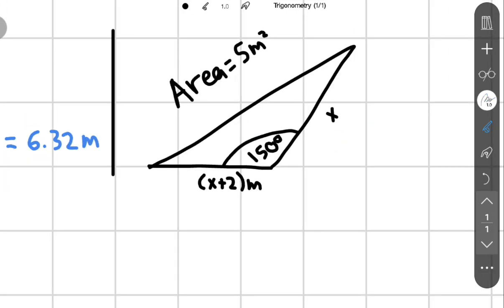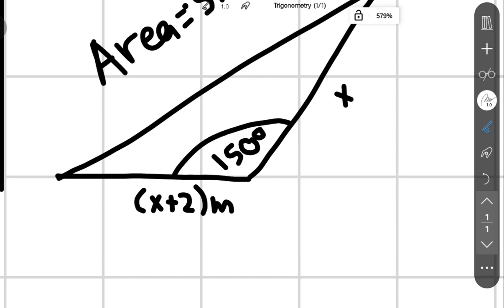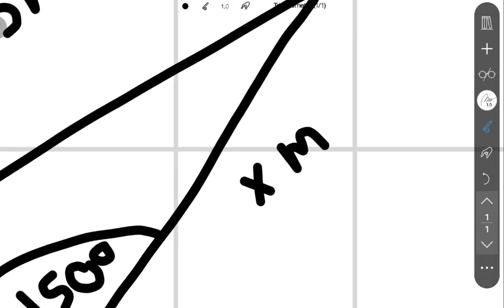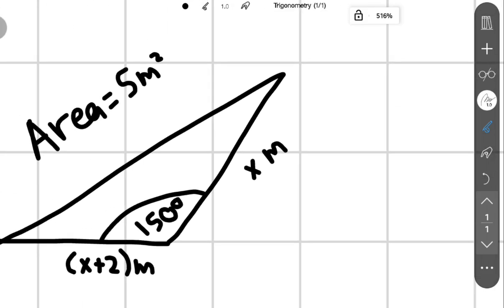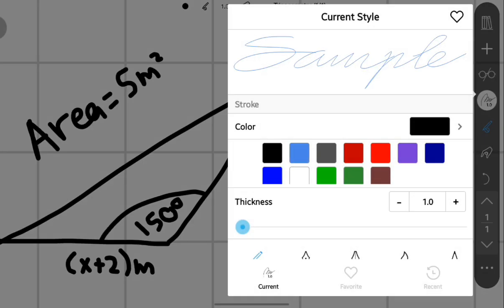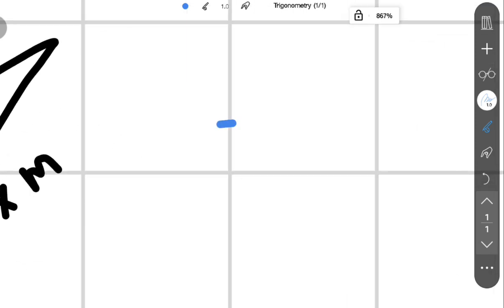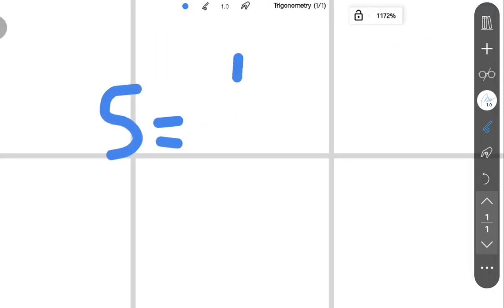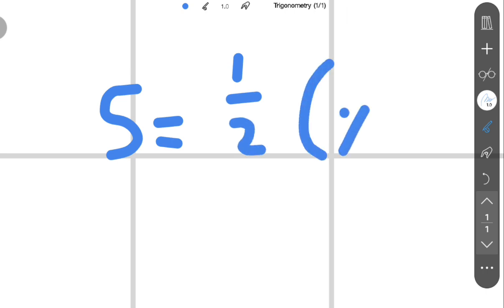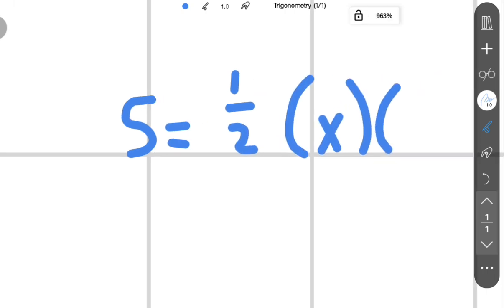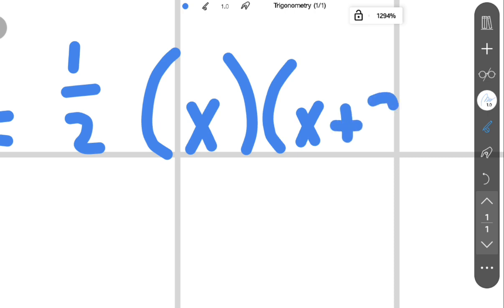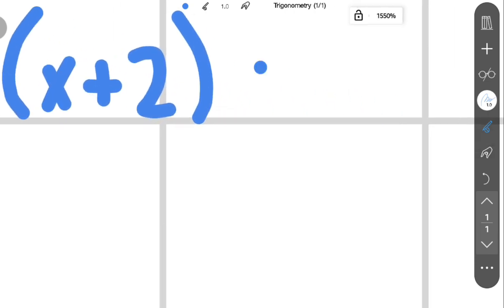And lastly, let's just solve a question on the formula of the area. So we're given this triangle with sides that are given as x and x plus 2 meters. I'll just write the meters here. And the angle between them is 150. And we're asked to find x, obviously. So we know that area, which is equal to 5, so we could just say 5 is equal to 1 over 2 times x plus 2 sine 150.